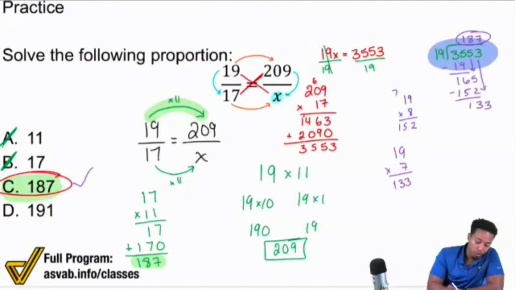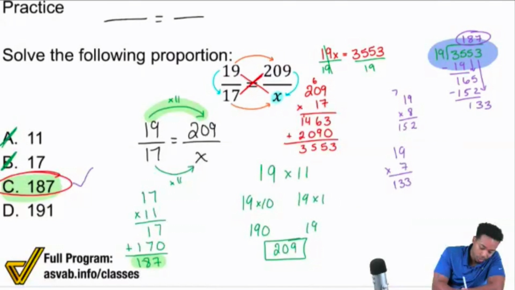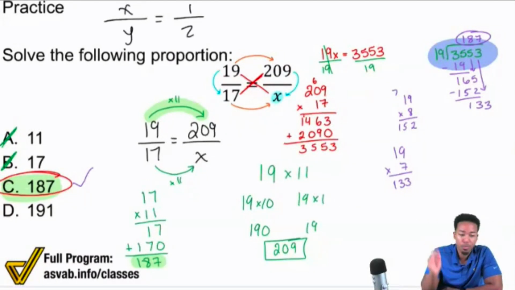You know it's a proportion. You know you're looking at a proportion if you see fraction equals fraction. If you see fraction equals fraction, it's a proportion. Okay. Thank you, sir. Hey, you're welcome.